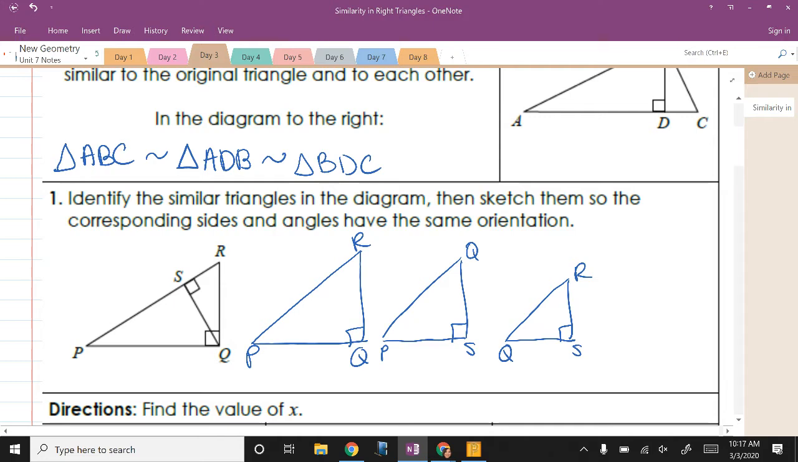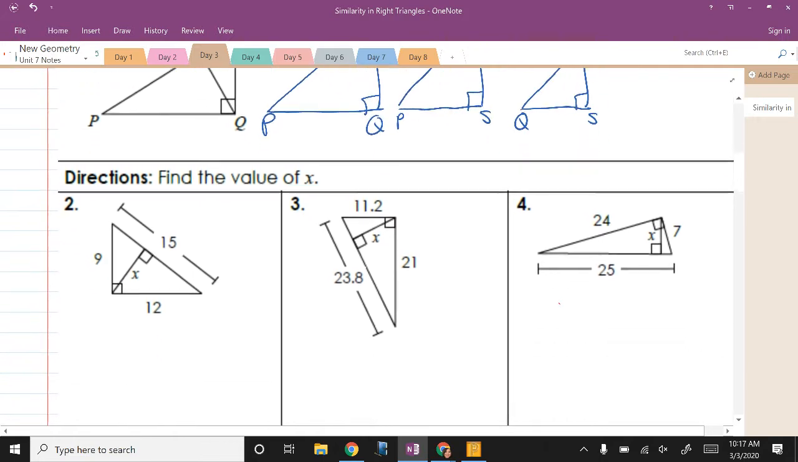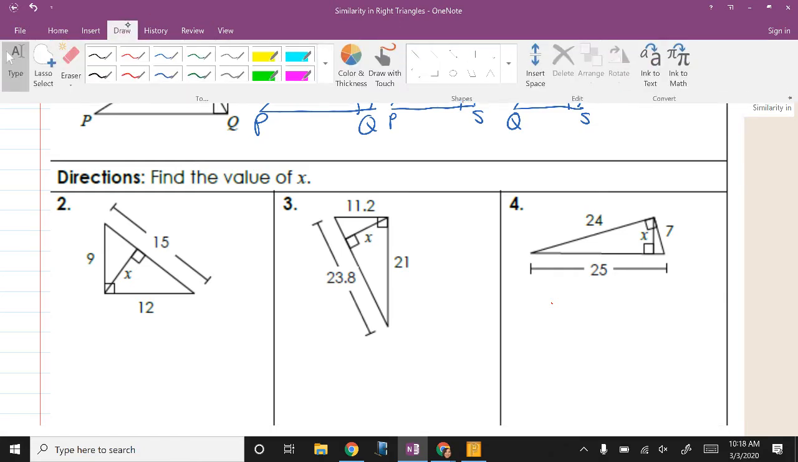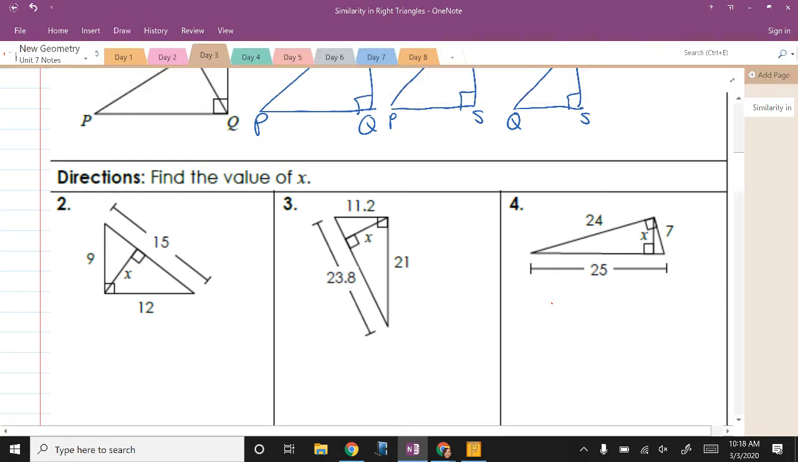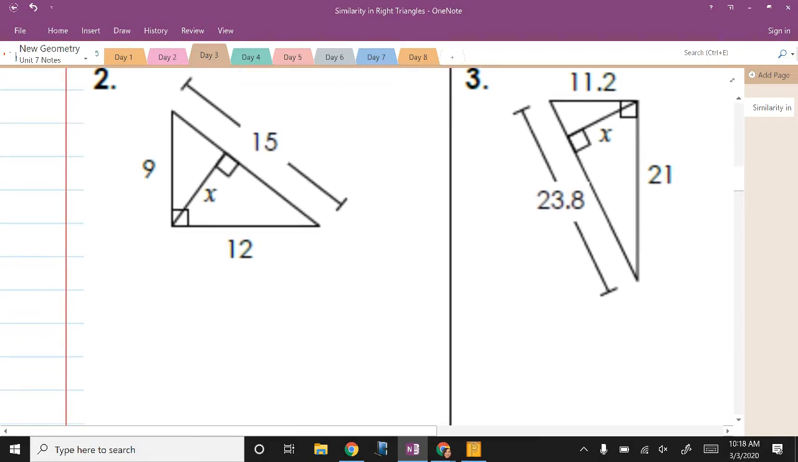Okay, so since these are similar triangles, we are going to set up proportions to find missing sides and angles. Now, I'm not going to lie, this can get a little bit confusing and complicated, so it's important to label everything and know if you're talking about short legs, long legs, or hypotenuse. Okay? So on number 2, we're finding x. Well, x is this altitude right here.